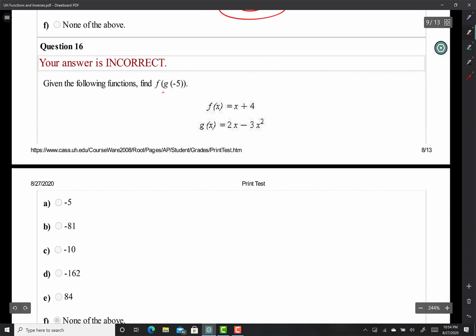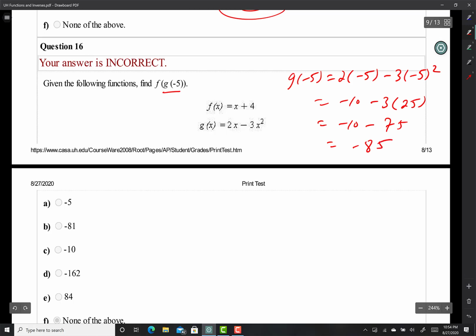All right, on this one, find what g of negative 5 is, and then plug it into f. So g of negative 5 is 2 times negative 5 minus 3 times negative 5 squared. So negative 10 minus 3 times 5 squared, which is 25. And finally, negative 10 minus 3 times 25, that's 75. So that's negative 85. And now I'm going to plug that into f. So f of negative 85 equals negative 85 plus 4. So that's just negative 81.